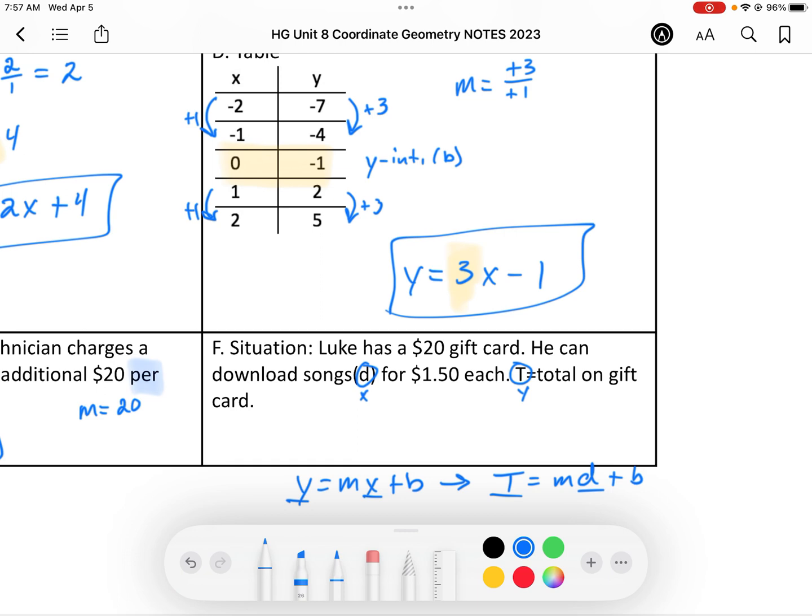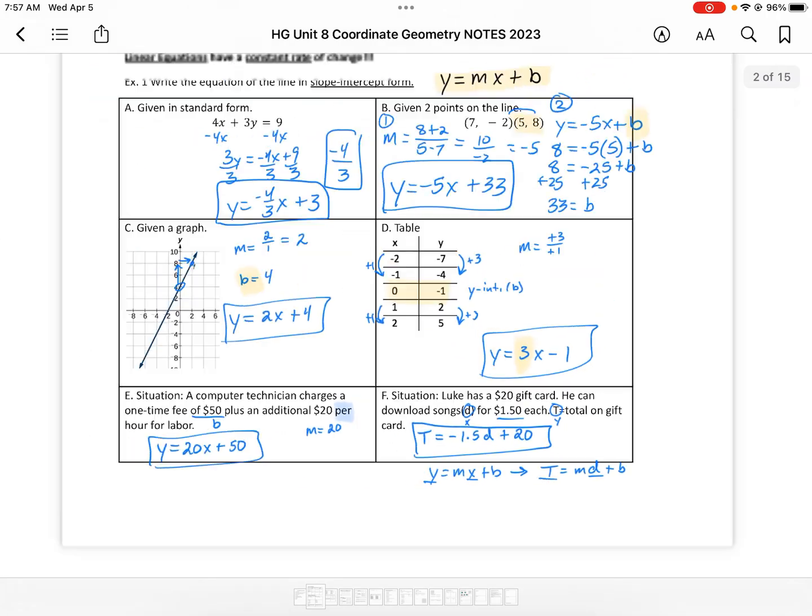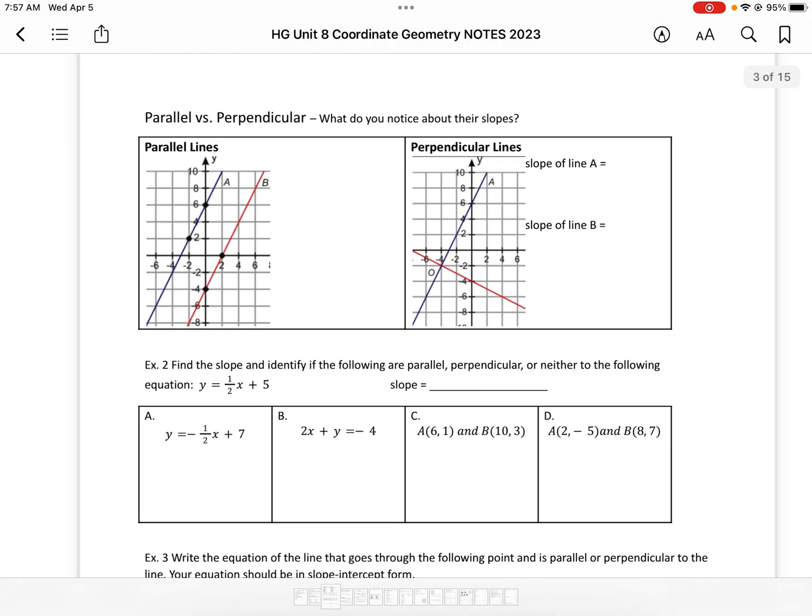Okay? So this time Luke has $20 on his gift card, but he's going to be charged $1.50 for each download. Well, that's your rate of change, but it's not a positive rate of change. You are decreasing the amount on the card every time you download a song, so that's a minus 1.5. So my equation will look like this. The total on the card will be a negative $1.50 times each download D, plus the original starting amount on the gift card, which was $20. Okay? All right, let's go right along into another few examples.